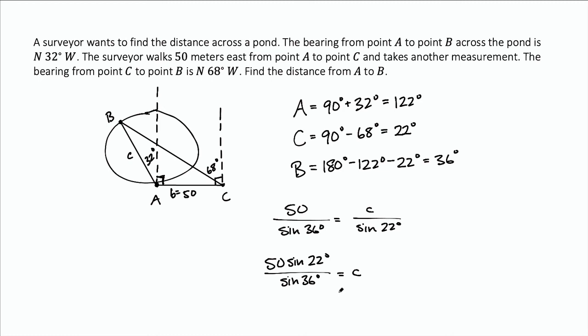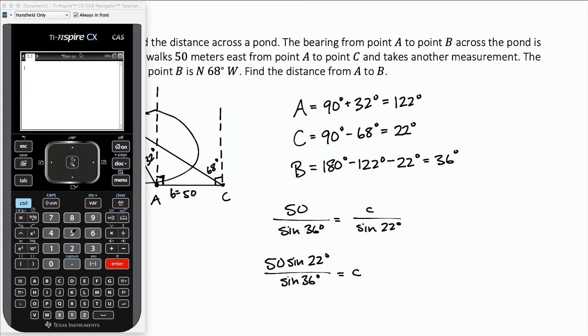And then we can just plug this into our calculator. So we have 50 sine of 22, I am in degree mode here, divided by sine of 36. And we get about 31.9.